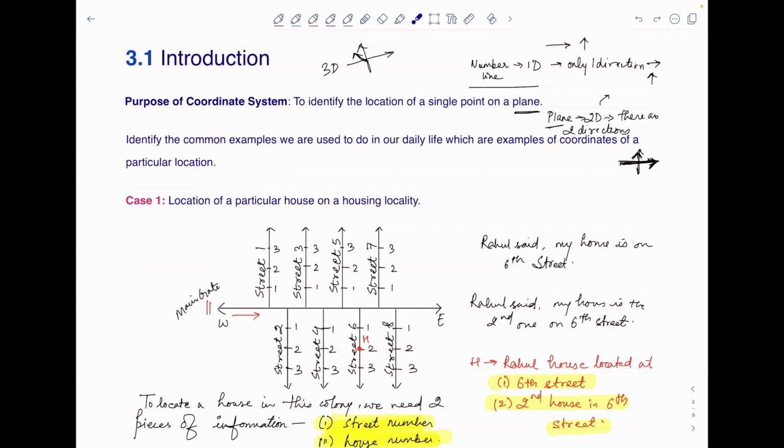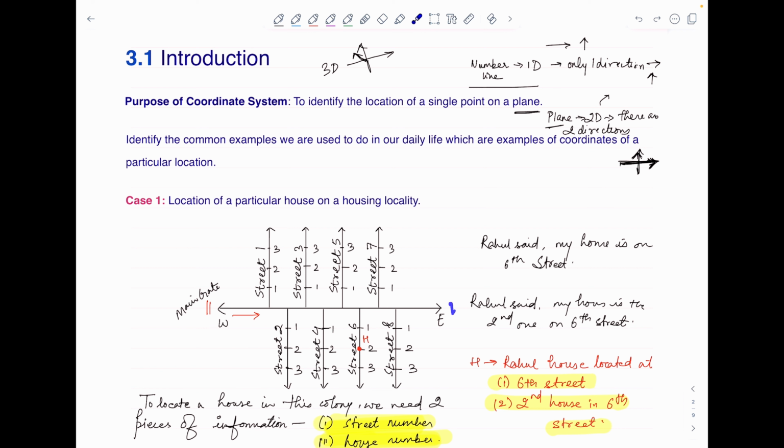On a number line, we could go in only one direction from the origin, either east side or west side. But here we fixed the origin at the west, the main gate at the west. Why did we fix the origin here? If we enter from this side, this is the first street, the second, the third, the fourth, the fifth, the sixth.